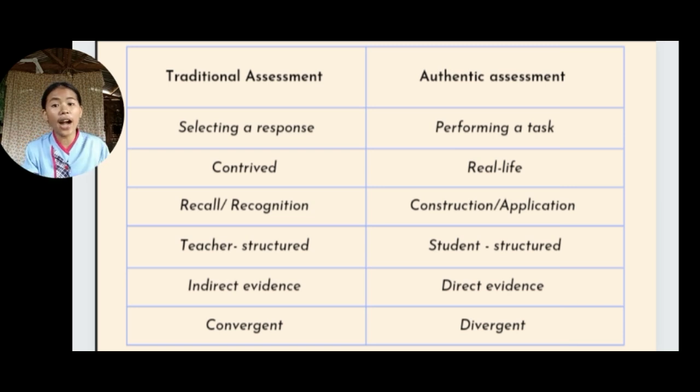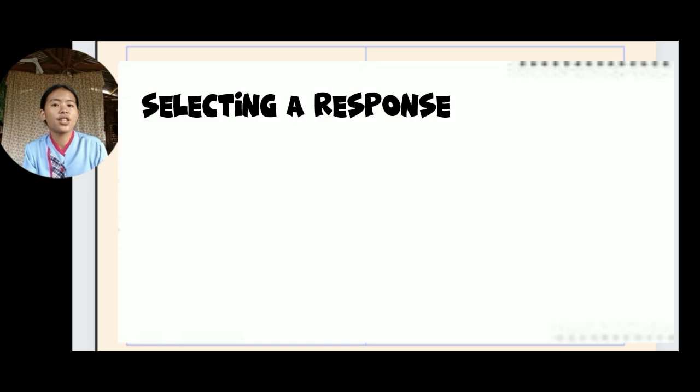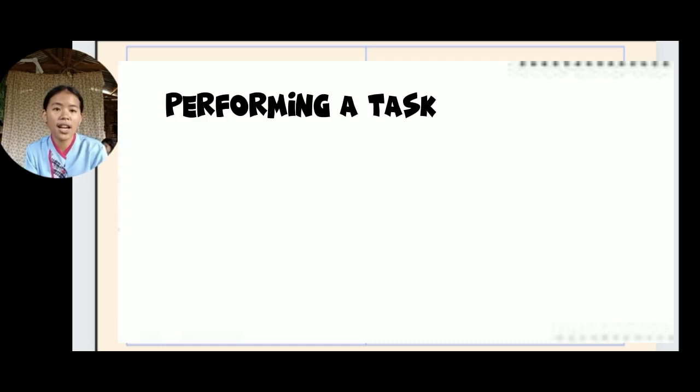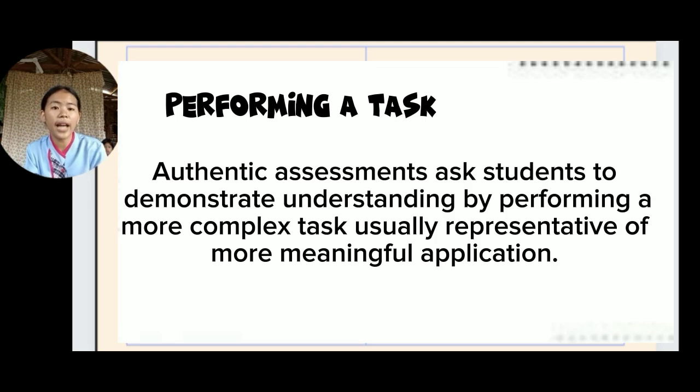So, selecting a response to performing a task. In traditional assessment, students are typically given several choices such as A, B, C, D, or true or false, and asked to select the right answer. In contrast, in authentic assessment, we ask students to demonstrate understanding by performing a more complex task, usually representative of more meaningful application. Now let's move on to contrived to real life.